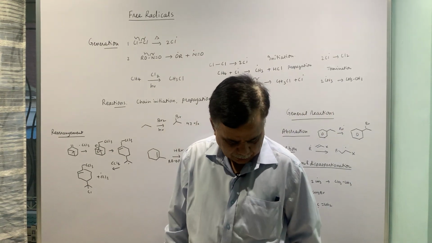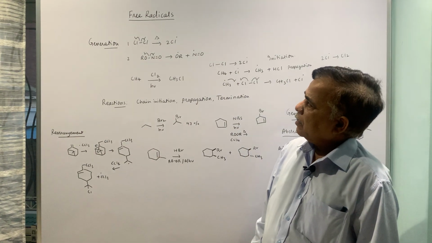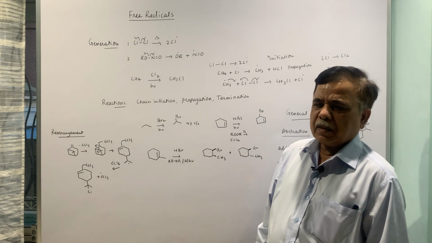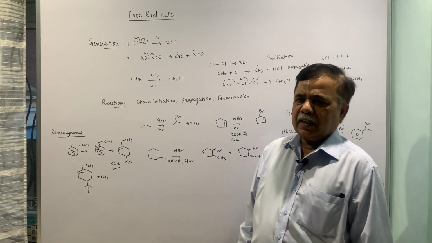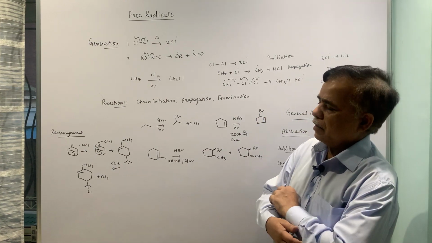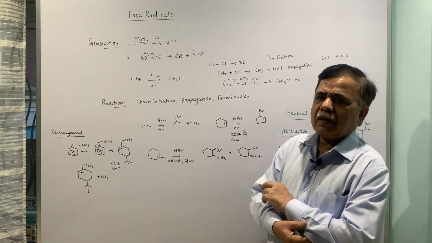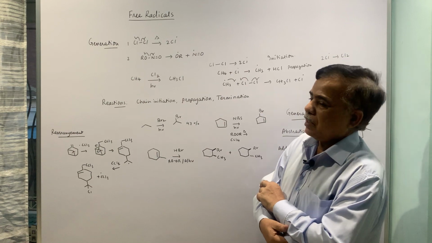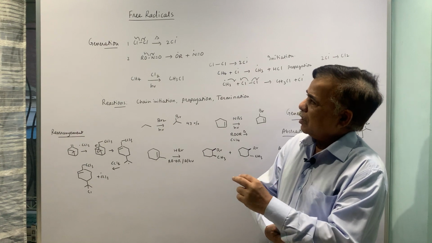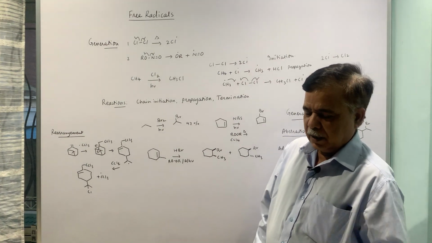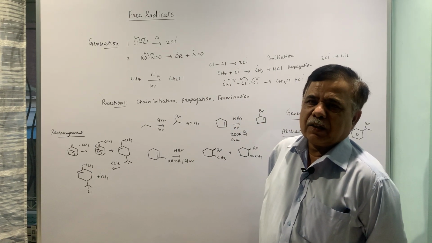Last time we have seen the three reactive intermediates: carbocations, carbanions, and carbenes, and today we are going to look at the free radicals. Now free radicals are species which are quite reactive. If you talk about carbon free radicals, then they have 7 electrons around carbon.